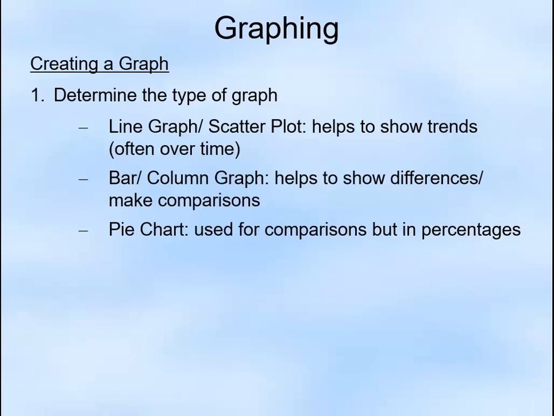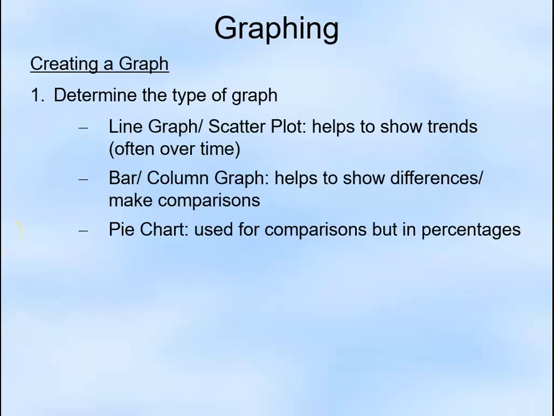There are generally three types of graphs. You've got a line graph or a scatter plot, and that helps to show trends. And if you have anything over time, usually you're going to use a line graph or a scatter plot. Then you have a bar or a column graph, and that's going to help to show differences and make comparisons between different variables. And then finally, you have a pie chart, which also is used to make comparisons, but it's over a 100% comparison. So you basically have a pie, and you take slices of that pie and see how much of the total pie each part makes up.